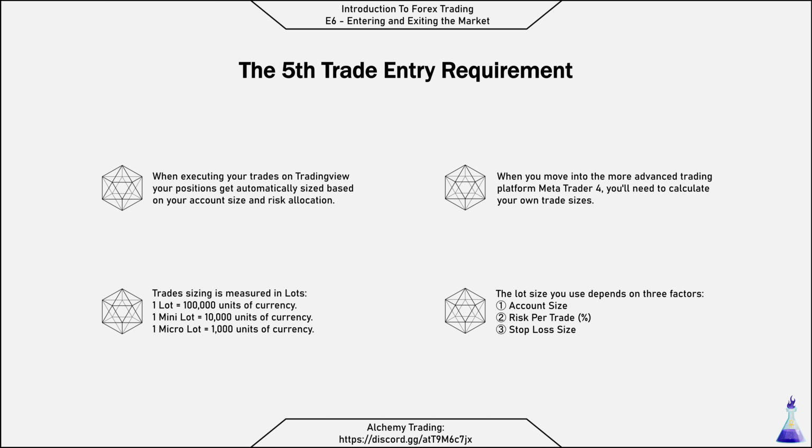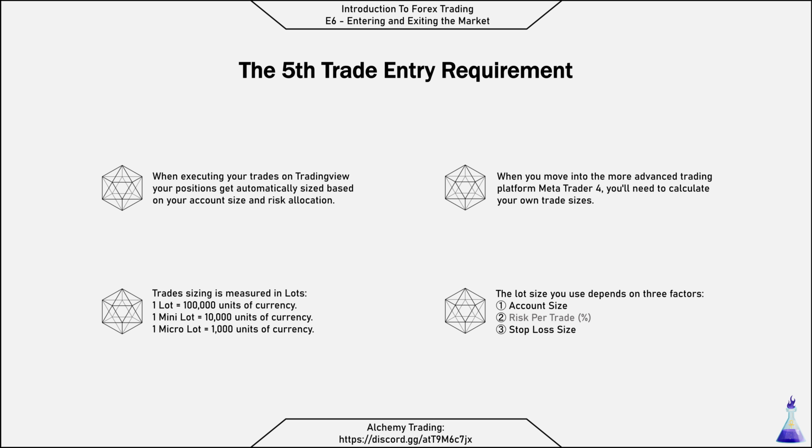The lot size you use to enter a trade is going to depend on three factors: the size of your account, the percentage risk per trade, and the size of your stop loss. We recommend always executing your positions with a fixed risk of 1% or 0.5%. So this narrows the calculation down to two variables each trade. To help with this calculation, we'll simply use a lot size calculator. Below this video, you'll find a link which you can use to find the lot size calculator. We would recommend adding it to your favorites.